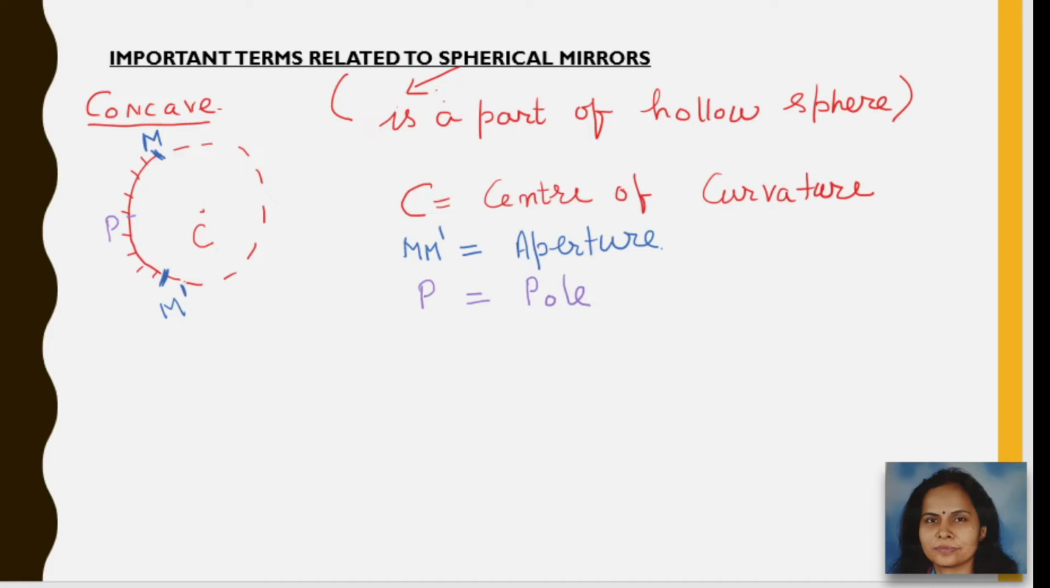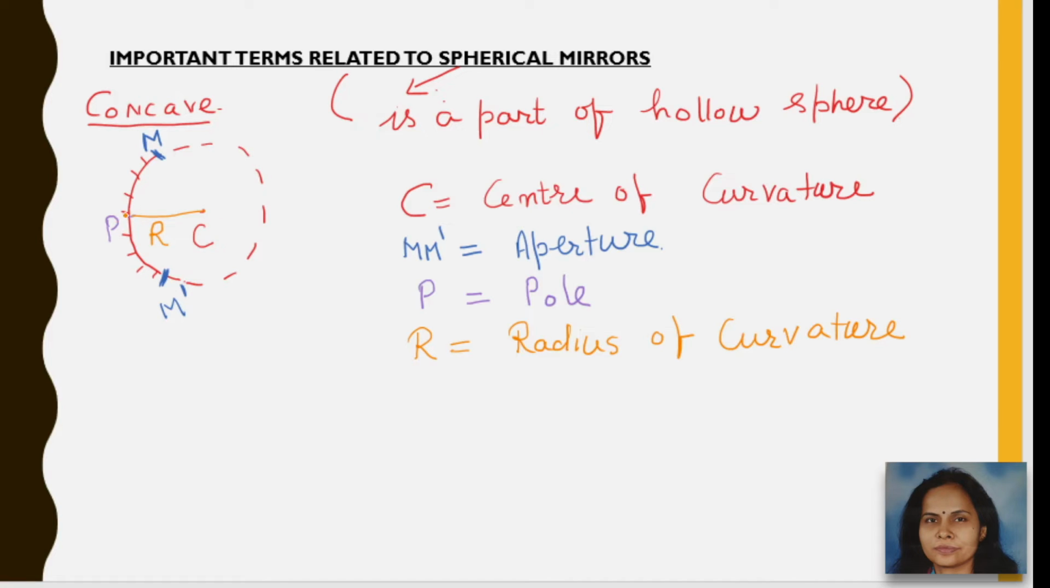Next, if I join this point P and C, this P and C will give you the radius of curvature, which is represented by capital R. This is known as radius of curvature. Again, if I want to define it, the radius of curvature is the radius of the hollow sphere of which the spherical mirror is a part. And similarly, as for the center of curvature, the radius of curvature is also not part of the reflecting surface.